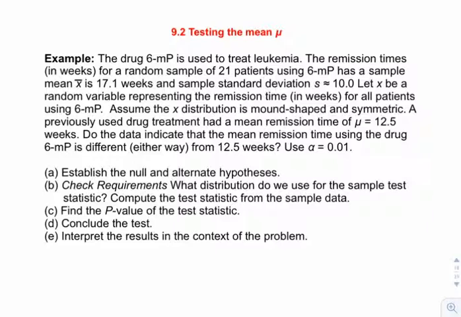Our first step is to establish the null and alternate hypotheses. For that, it's very useful to look at the last sentence or two. Usually the question is embedded there. So what would our null hypothesis be? Our null hypothesis is a statement about the mean. Our null hypothesis is going to be a statement that the mean equals something. In this case, we're comparing it to our other drug, the mean remission time of 12.5 weeks.